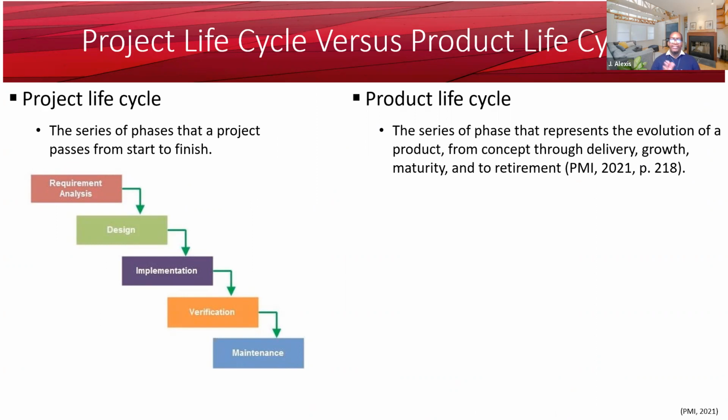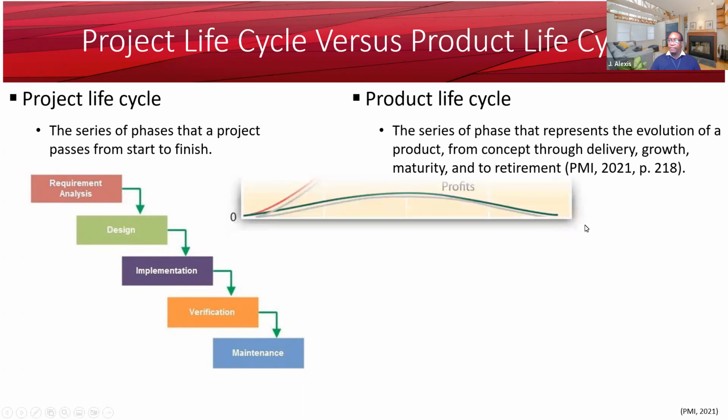So, project lifecycle versus product lifecycle. Project lifecycle, we already defined it: the series of phases that a project passes through from start to finish. Product lifecycle, on the other hand, is a series of phases that represent the evolution of a product from concept through delivery, growth, maturity, and to retirement.